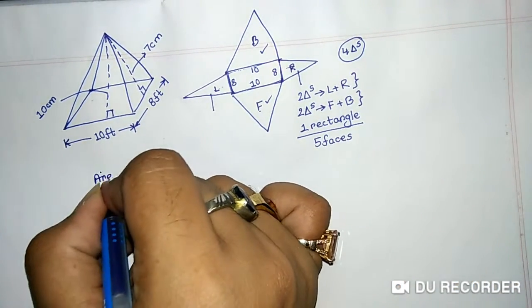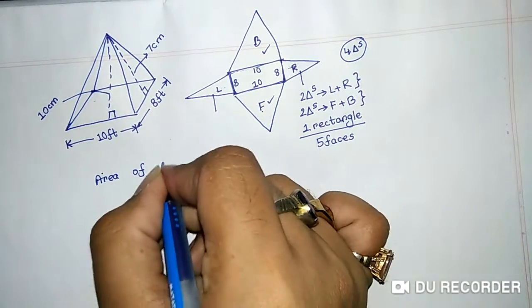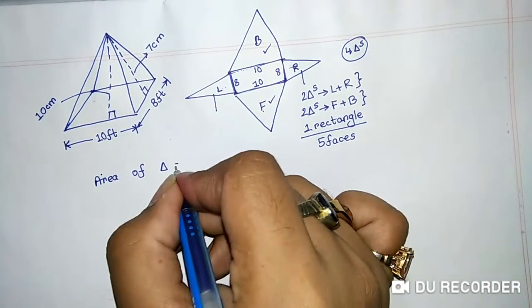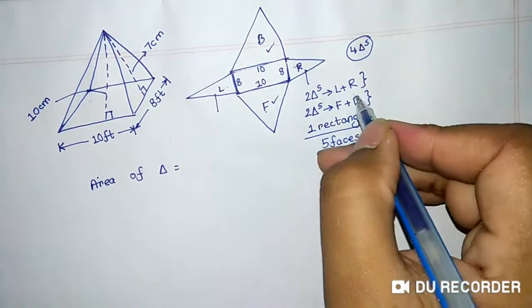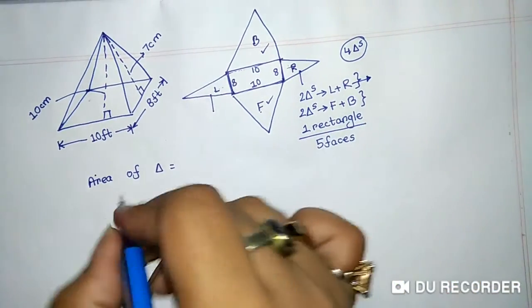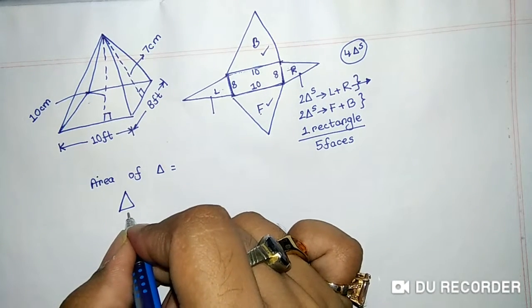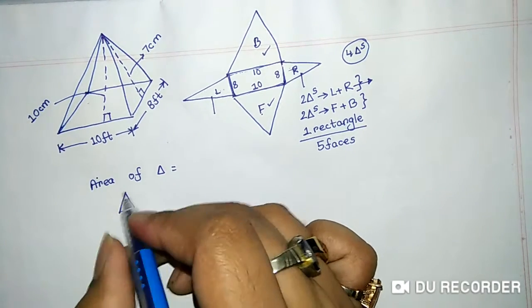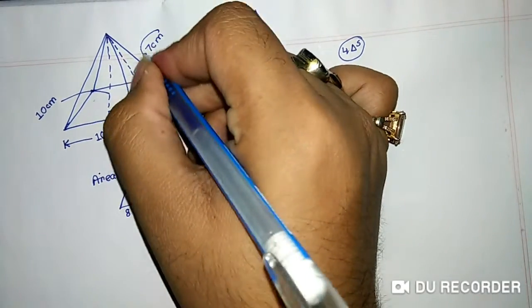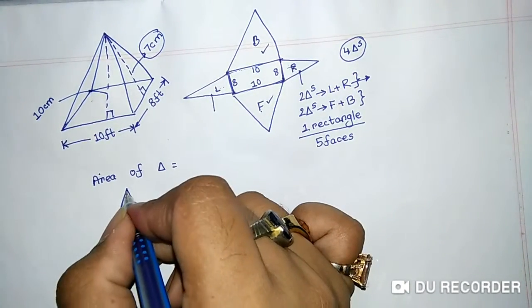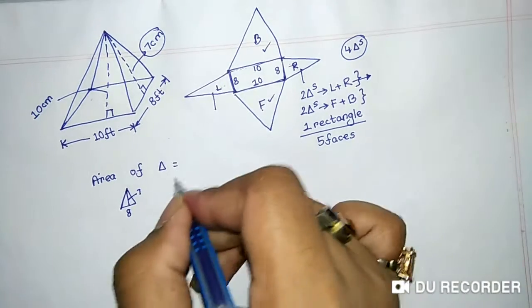So let us do area of triangle, and we see over here the left and right triangles are the same triangles, right? So let us draw a sketch of it and give the dimension. I always prefer doing this because we don't make a mistake. The base is 8 and we figure out that the height is 7 for this triangle. So the height is 7.